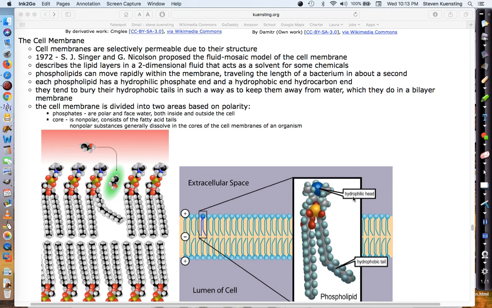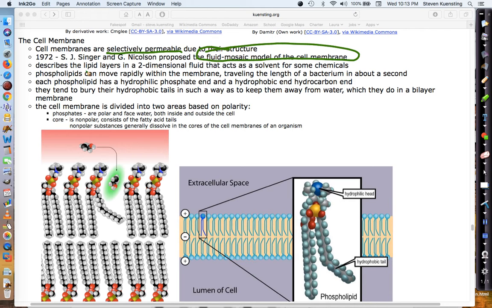The last topic in the chapter is talking about membranes and osmosis. So the structure of the cell membrane was first proposed back in 1972 by Singer and Nicholson. And what they proposed is what we still feel today is correct, what we call the fluid mosaic model of the cell membrane. Cell membranes are what we say are selectively permeable.